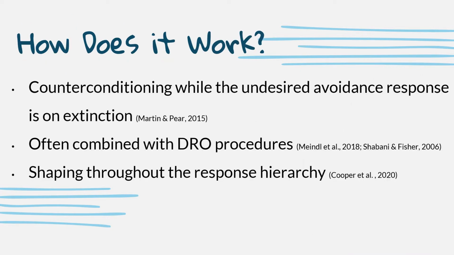So how does it work? Counter-conditioning occurs when the undesired avoidance response is placed on extinction. DRO procedures are also often used in combination with this. Finally, shaping takes place when the response class gradually is changed throughout the response hierarchy.